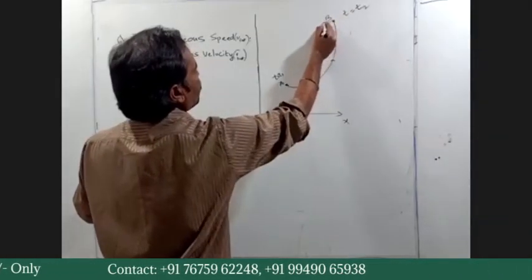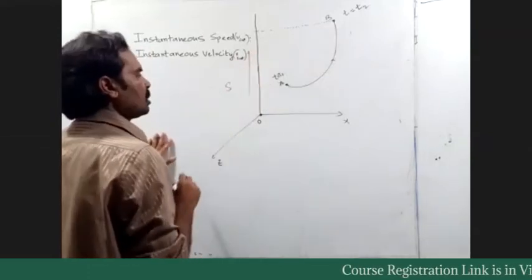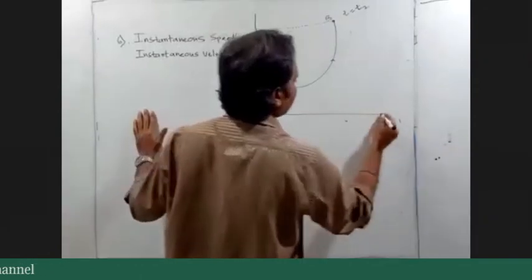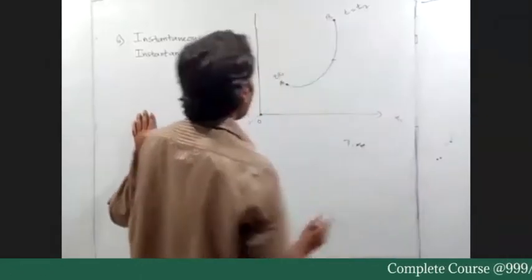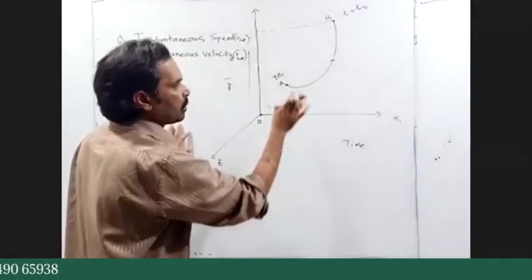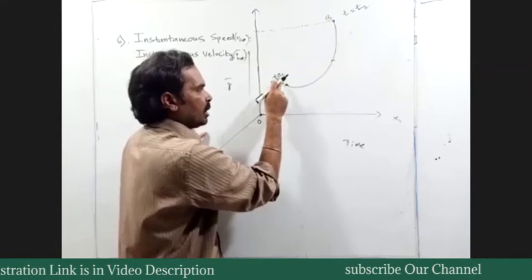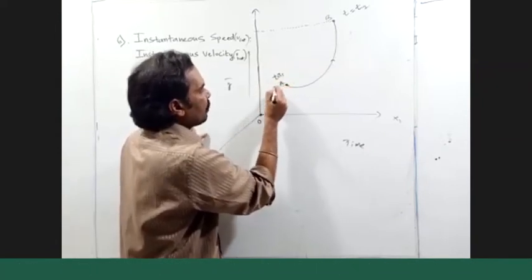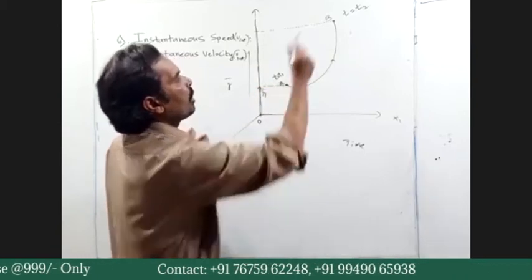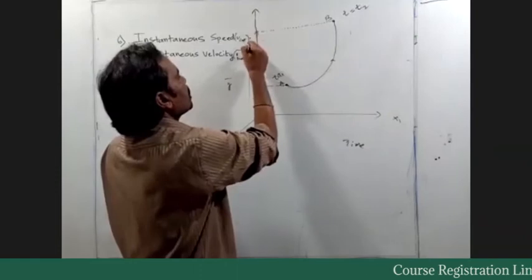When it is at t equal to t2, its position is... On the y-axis I have taken the displacement, or I can take the position, r bar, and on the x-axis I have taken the time. So this graph indicates the position time graph. For this moving particle, I have drawn the graph of time versus position. When the time t is equal to t1, the particle position is somewhere here. This is the initial position, r1 bar. When it is at point B at t equal to t2, this is the final position, r2 bar.